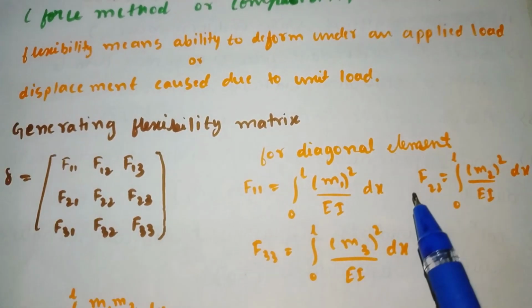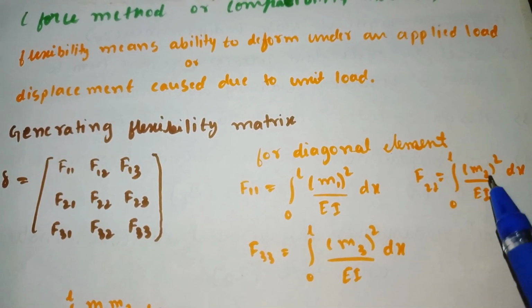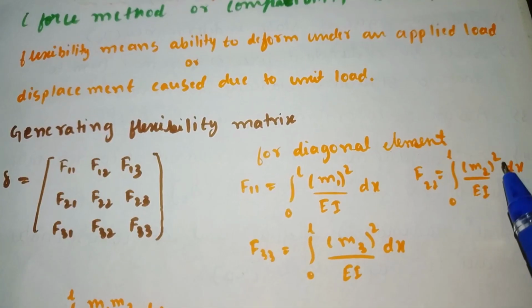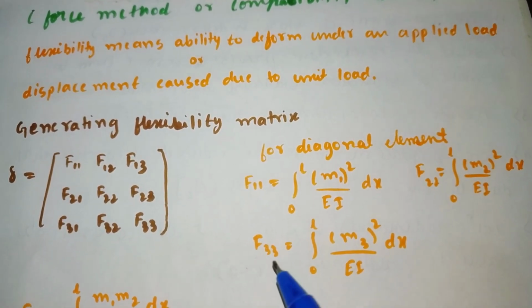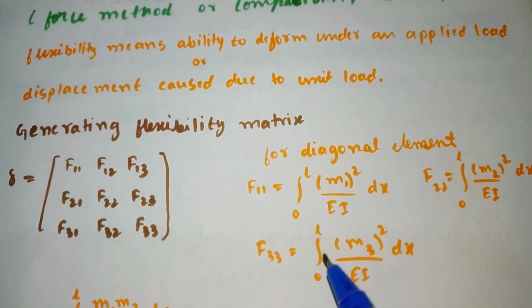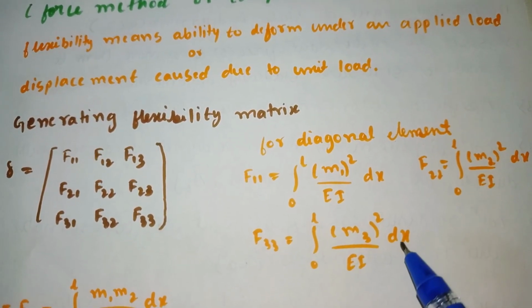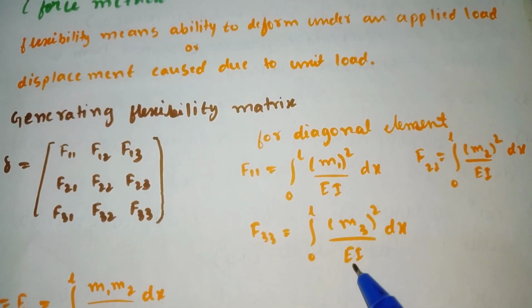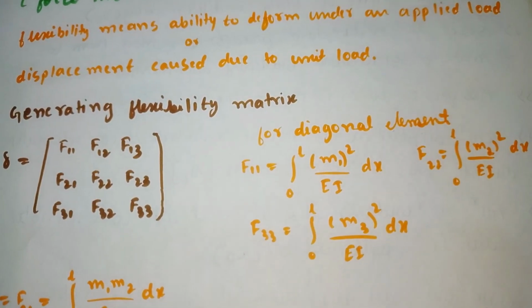And F22 is equal to the integration from 0 to L of M2 squared divided by EI into dx. Similarly, F33 is equal to the integration from 0 to L of M3 squared divided by EI into dx. Here EI is constant. How to find M1, M2, M3, I will tell you.